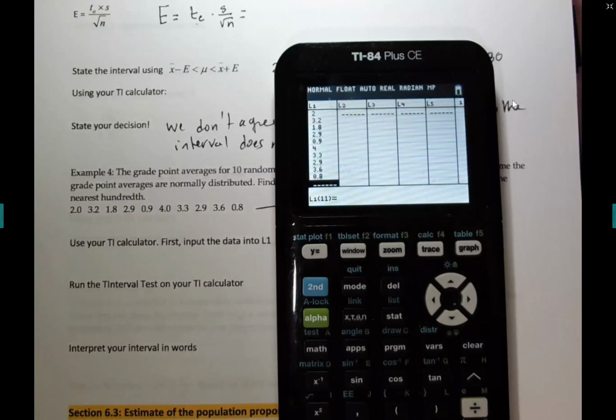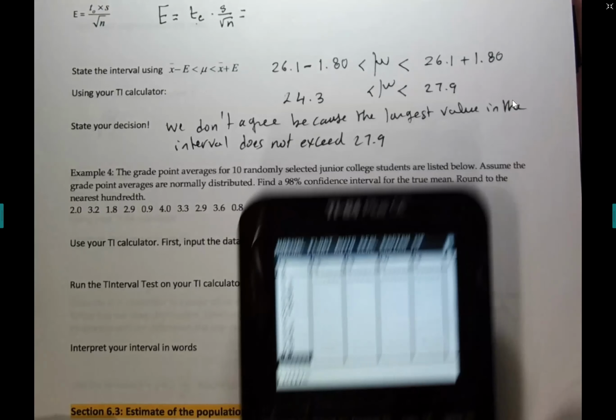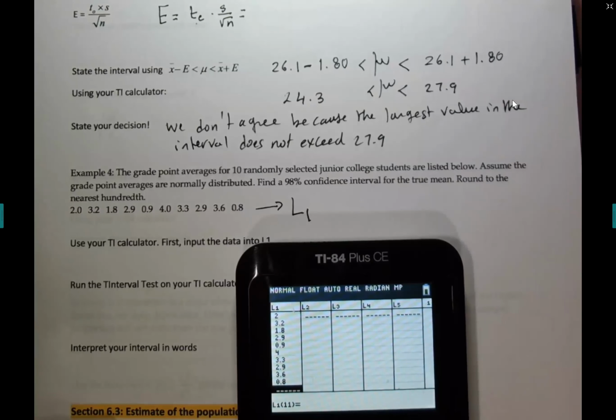So let's go back to this question. The grade point average for 10 randomly selected junior college students are listed below. Assume that the grade point averages are normally distributed. He has to make this assumption because the sample size is less than 30. According to the central limit theorem, guys, if the sample size is less than 30, your distribution has to be bell-shaped. Find a 98% confidence interval for the true mean. Round to the nearest hundredth, 2 decimal places.